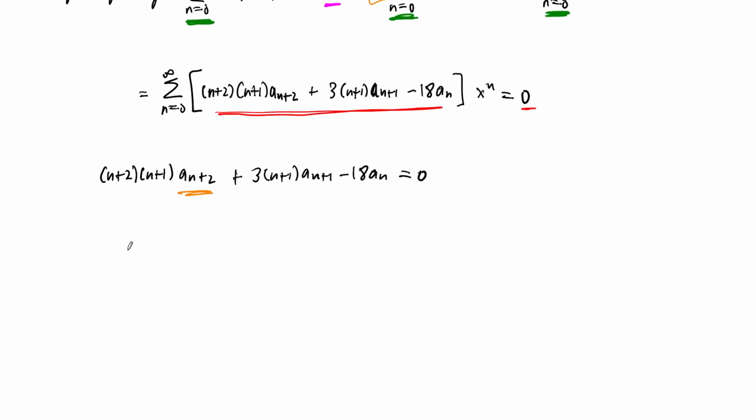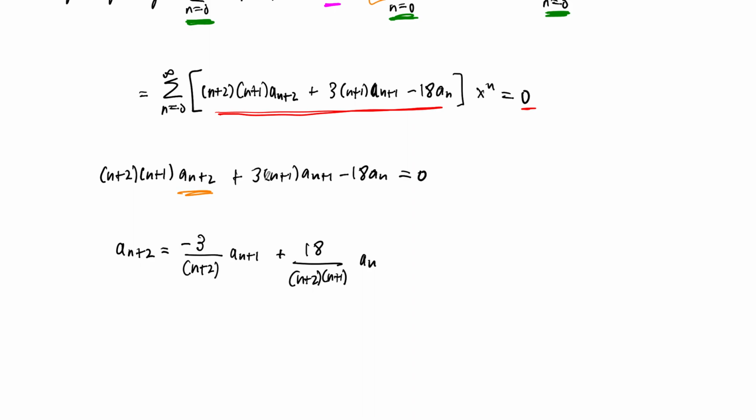And here's what we get then. a sub n plus 2 is equal to 3 over n plus 2, a sub n plus 1. That's negative, has to be subtracted over, minus 18 over n plus 2 times n plus 1, a sub n, but that's added over, so that becomes plus. So I've done two steps at once there.